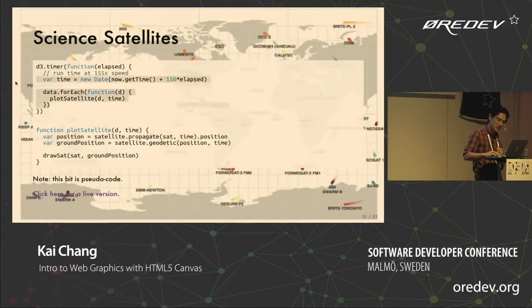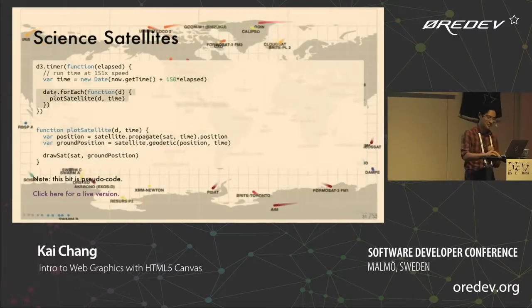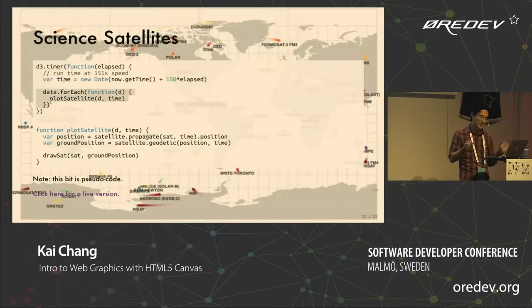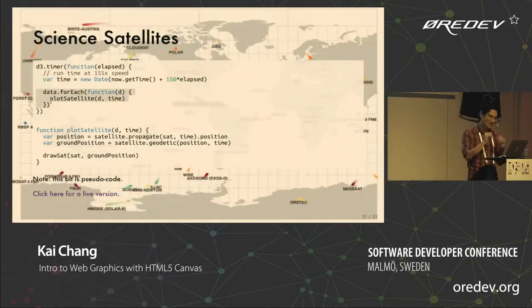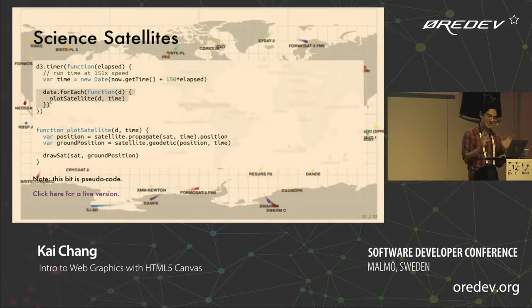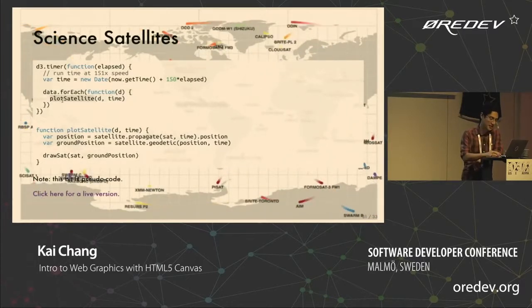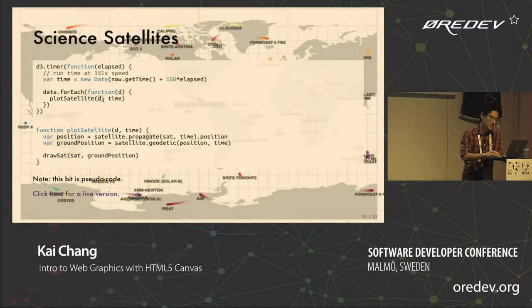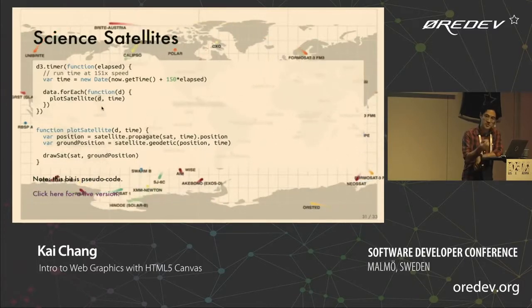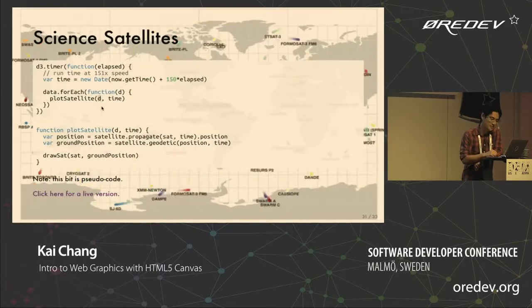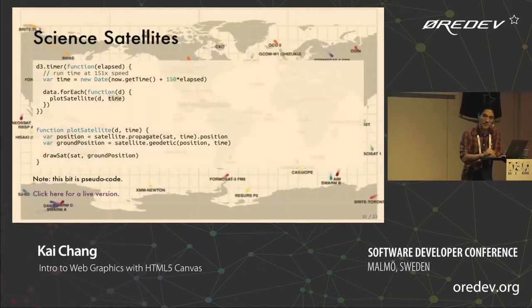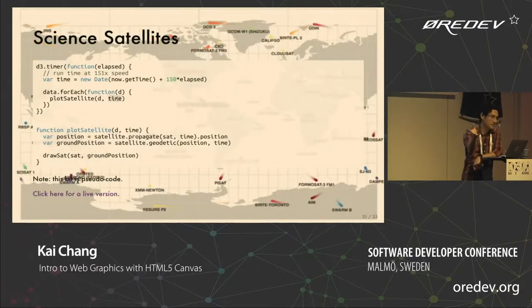And then for each data element, which is kind of pseudocode, there's actually quite a bit of code in this example, and I don't want to go through all of it, but this is the essence. For each data point, we're running a plot satellite function. And that function is a function of the orbital parameters of that data element and the time. It's the time you want to know where the satellite is in the future.